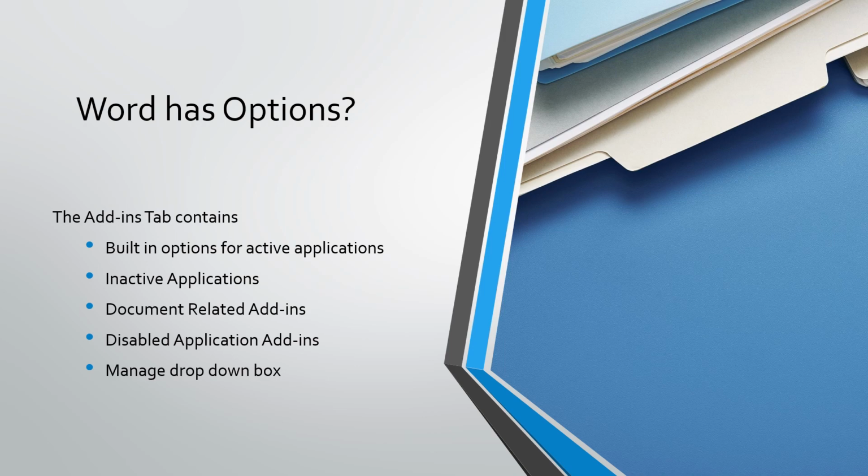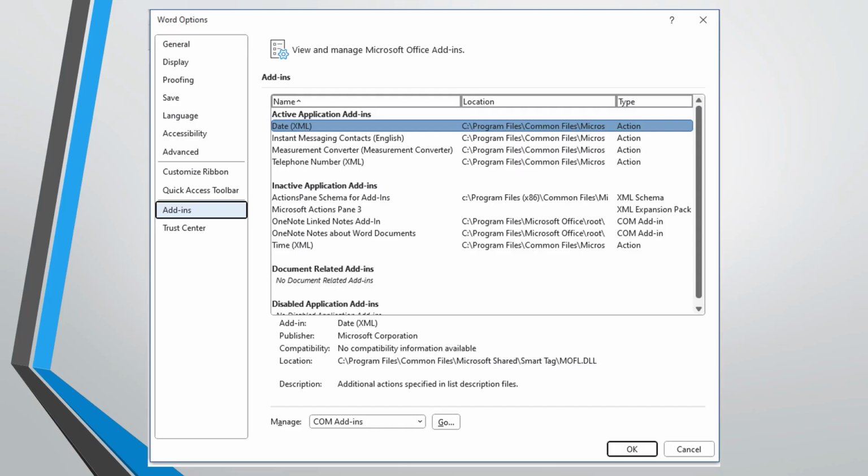The Add-ins tab contains built-in options for active applications, inactive applications, document-related add-ins, disabled applications add-ins, and manage drop-down box. Many companies lock this down, as does my organization. They don't want to give download capabilities to everyone due to propagation of viruses, Trojans and worms, malware, ransomware, and the like. So if you want one of these items added, you would have to contact your IT department and they would have to do it for you.